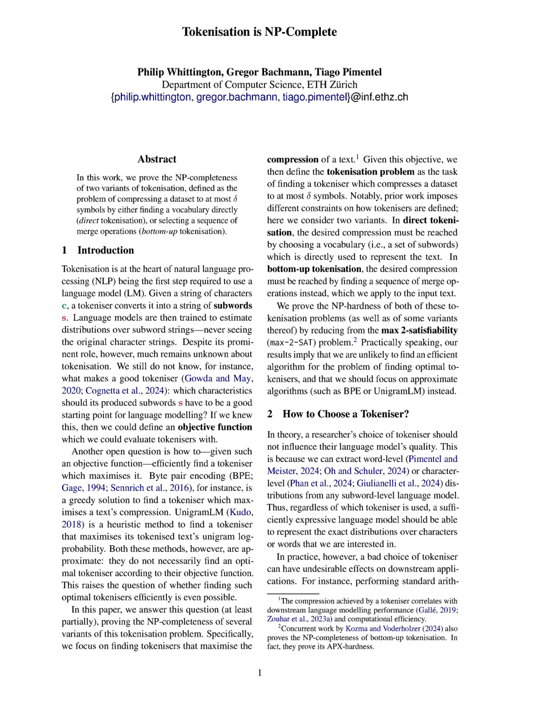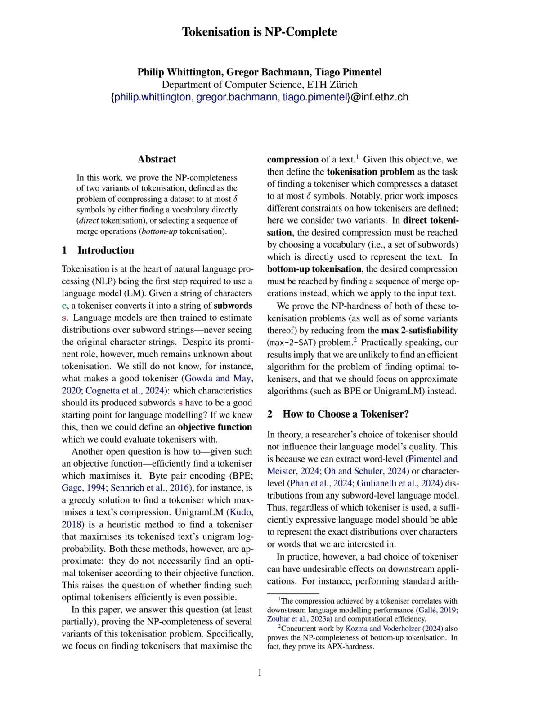The paper primarily focuses on proving the NP-completeness of various tokenization problems, particularly those aimed at maximizing text compression. While it does not provide specific quantitative metrics demonstrating performance improvements over existing methods like byte-pair encoding, BPE, or unigram LM, it emphasizes that these existing methods are approximate solutions and may not yield optimal tokenizers.